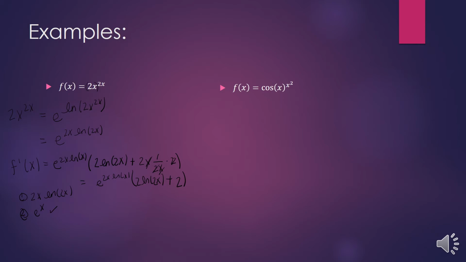Now I'm going to move over to the second example. So I have cosine of x all raised to the x squared. Since I have an x in the base and also in the exponent, we're going to know that we're going to use logarithmic differentiation. So to start with, rewrite the problem. So I have that cosine of x to the x squared is the same as e to the natural log of cosine x to the x squared.